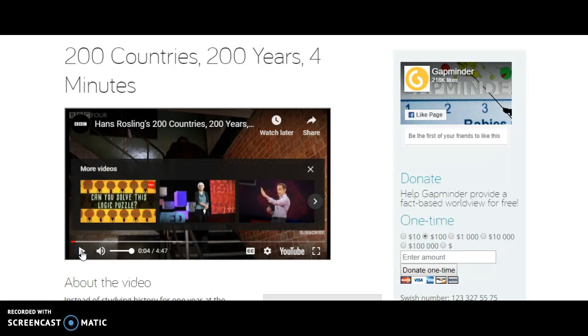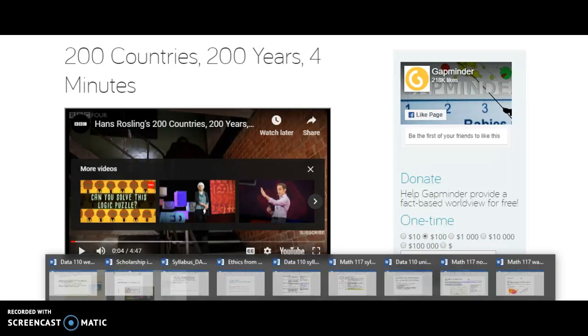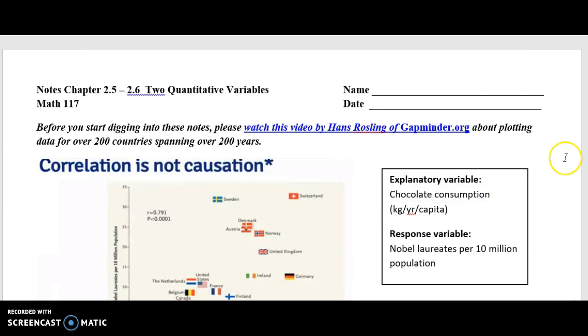It's a 4-minute video on visualizing 200 years of data about 200 countries, where the two variables that Hans Rosling is interested in are income and life expectancy, and I think you'll find it very interesting. I'll come back to that later, but for now, let's go to the notes.